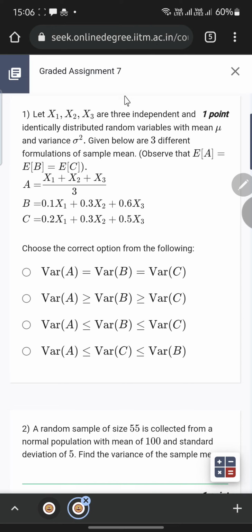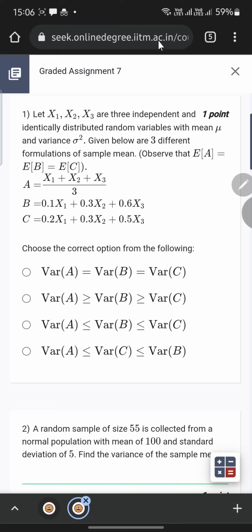Our first question here is: let x1, x2, x3 be three independent and identically distributed random variables with a given mean and variance. So the means would be the same for identically distributed variables, and here A, B, and C have coefficients that individually sum up to 1. So we can write their means as mu, mu, and mu, right?